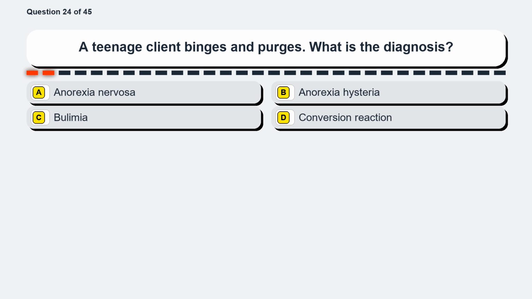Question 24. A teenage client binges and purges. What is the diagnosis? Option A, anorexia nervosa. Option B, anorexia hysteria. Option C, bulimia. Option D, conversion reaction.